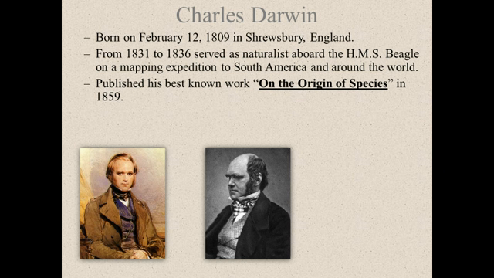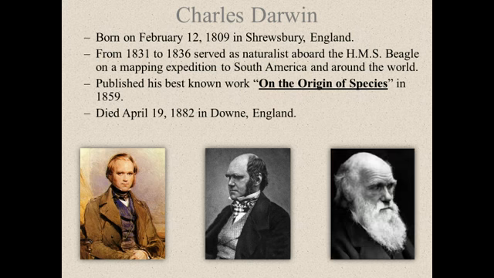And some 20 years after that, he published his best-known work, which was called On the Origin of Species. That was published in 1859. And then he lived a number of years after that, published several more works, and died in 1882. So that gives you just an idea of who Charles Darwin is.